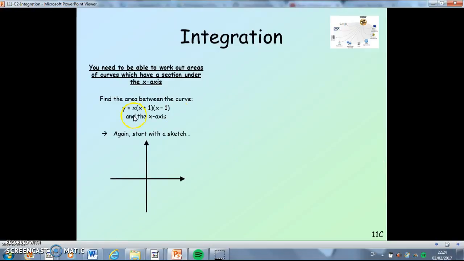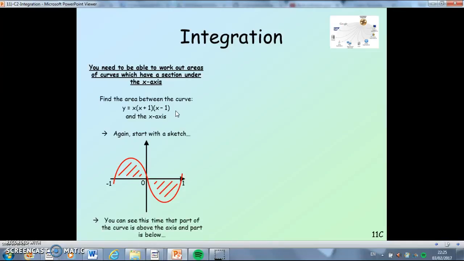So now look at this. Now we know that the values of x are going to be 0, -1, and 1. So we'll go -1, 0, 1. That's very nice and easy. Start off with a sketch. I would really recommend doing the sketch. If you don't do a sketch, it's going to be hard to visualize it. It helps you visualize it.